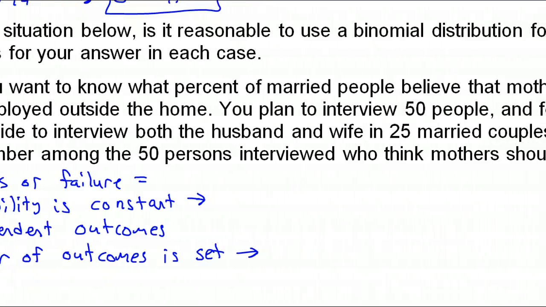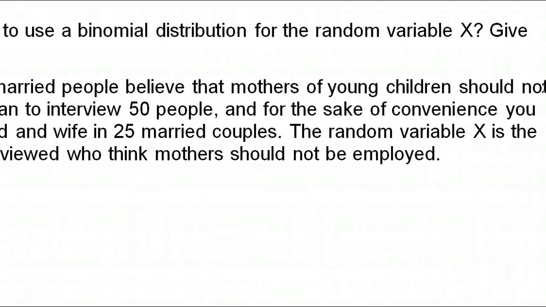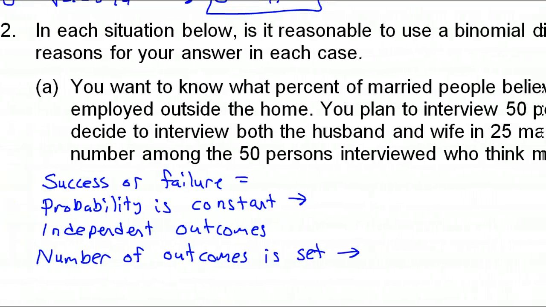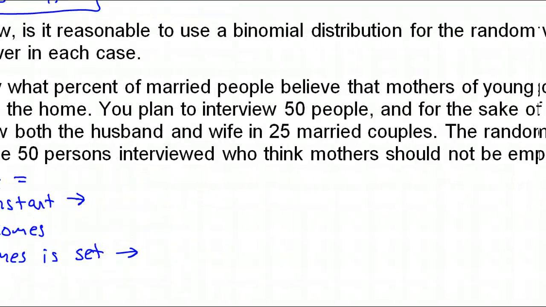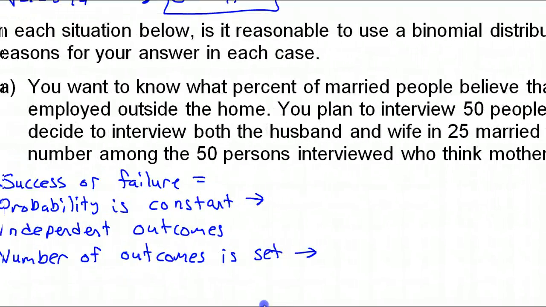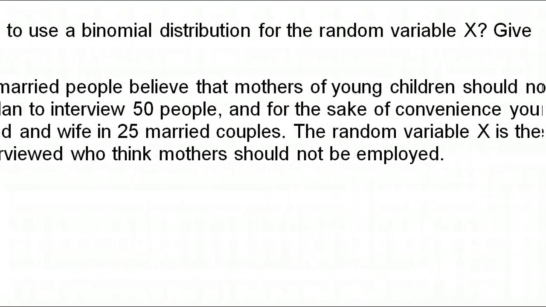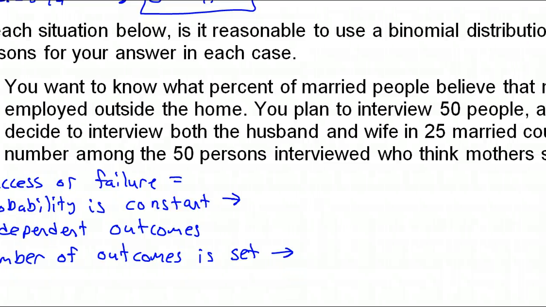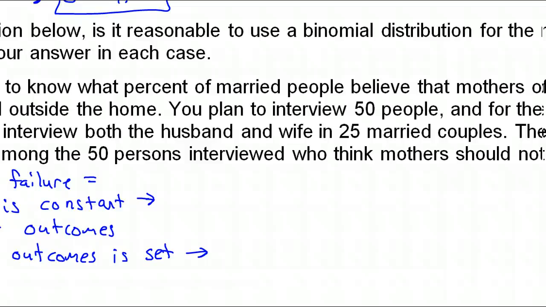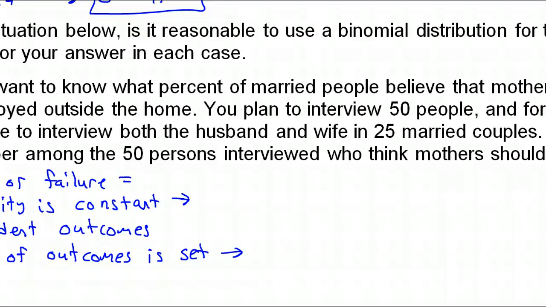You want to know what percent of married people believe that mothers of young children should not be employed outside the home. You plan to interview 50 people, and for the sake of convenience, you decide to interview both the husband and the wife in 25 married couples. The random variable X is the number among the 50 persons interviewed who think mothers should not be employed. All right, let me stop and think about that.